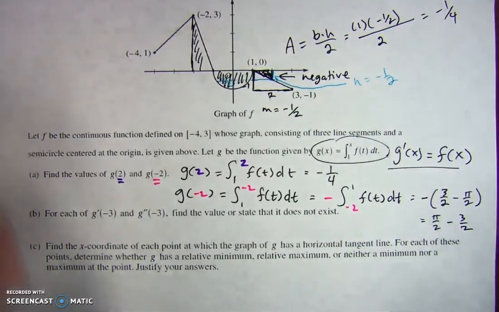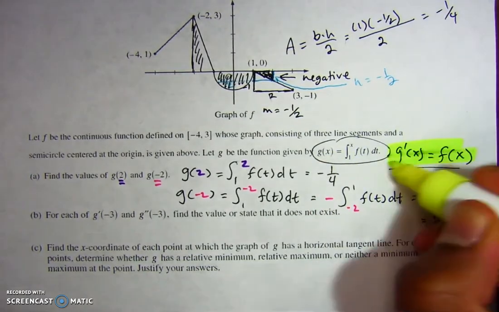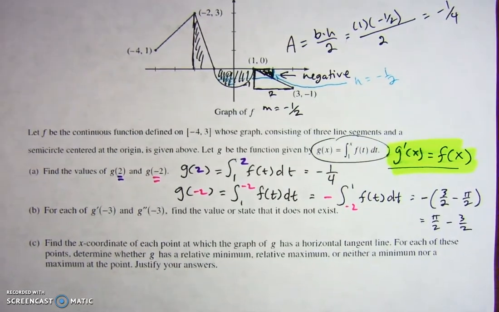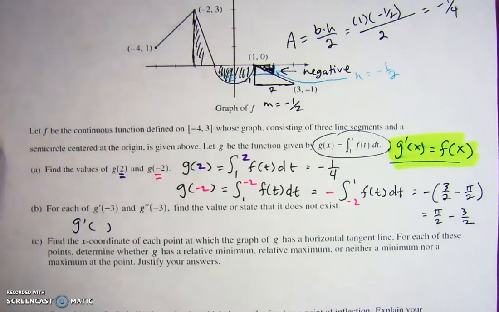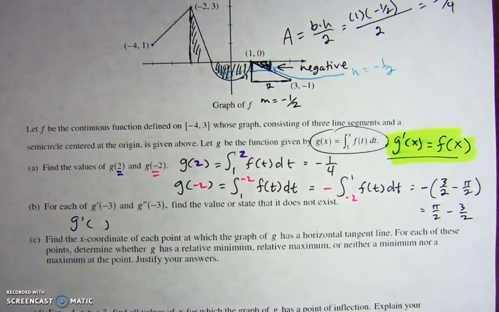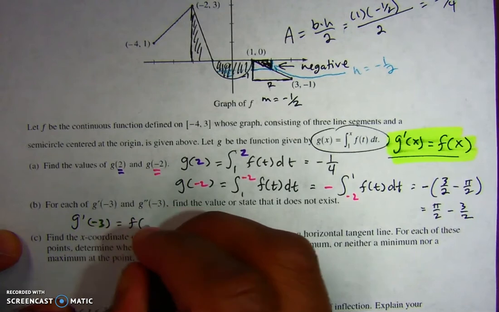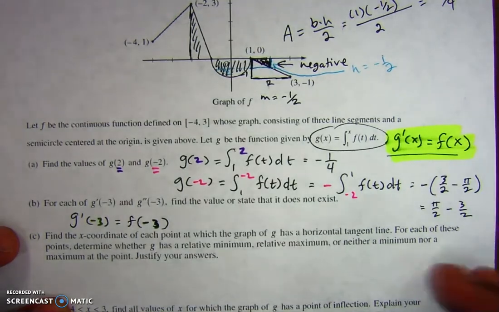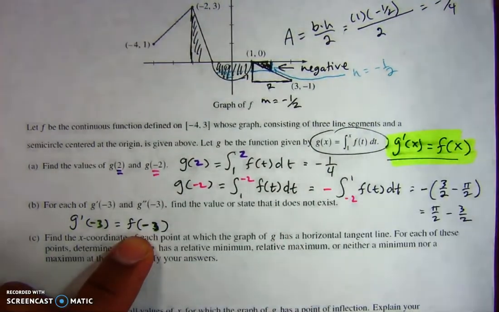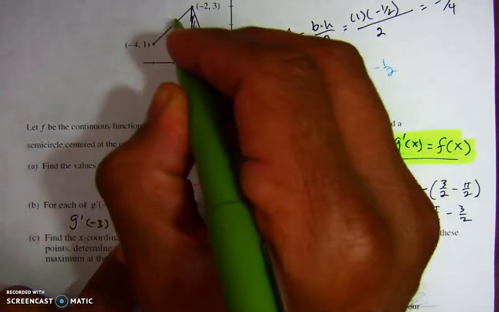Part B isn't too bad if you remember that taking the derivative of this, so g prime of x will give you f of x, and that isn't bad at all, because that implies that g prime of negative 3 is going to be the same thing as f of negative 3. And we know f of negative 3 is just input output. When x equals negative 3, what is your output? So we get 2.